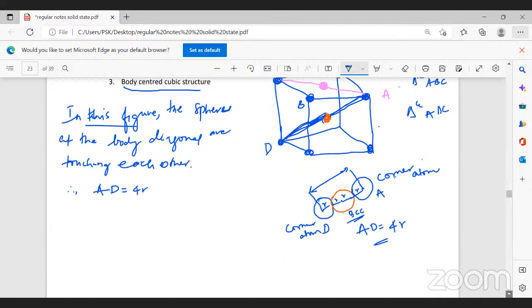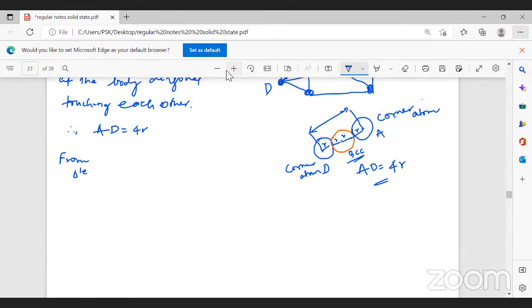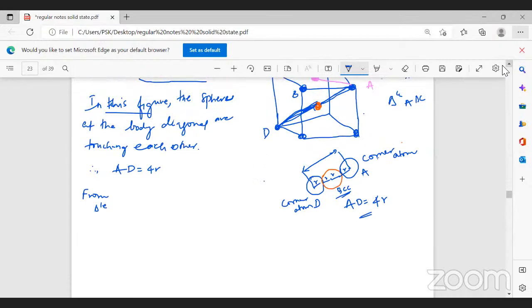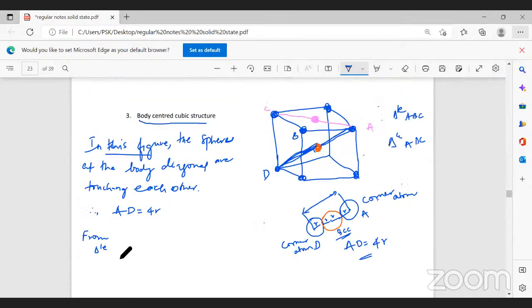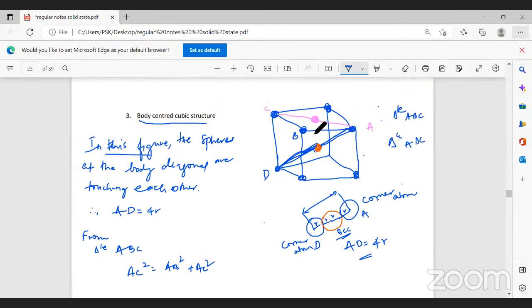Yes, sir. Now from the triangle ABC, can I write AC square is equal to AB square plus BC square? Can I write Pythagoras theorem? Yes or no? This AC square will be equal to AB square plus what? BC square. Students, are you following?